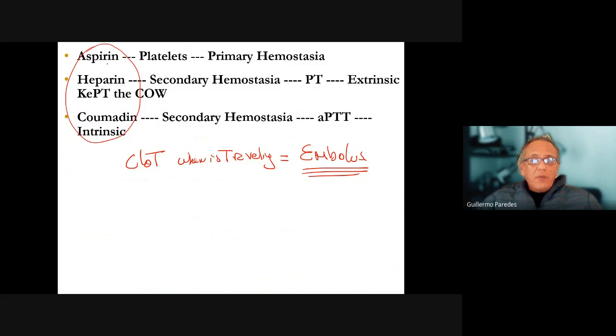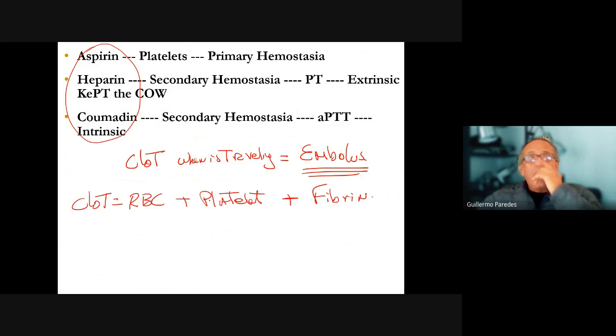This is the last part I want you to remember. The clot is going to be red blood cells plus platelets plus fibrin. So please just remember, the clot is the three of them. If I have red blood cells and platelets only, that is not a clot. If I have red blood cells and fibrin, that is not a clot. If I have platelets and fibrin only, that is not a clot. All right? To be called a clot, you need to have all three.